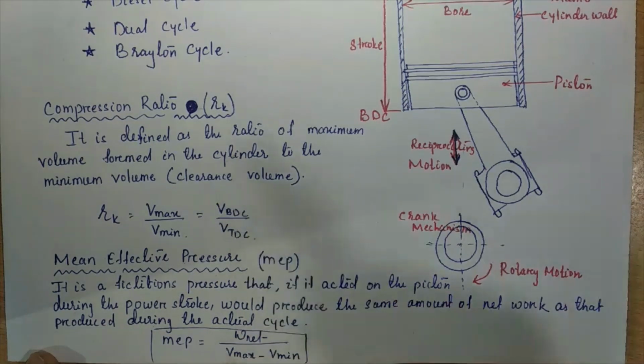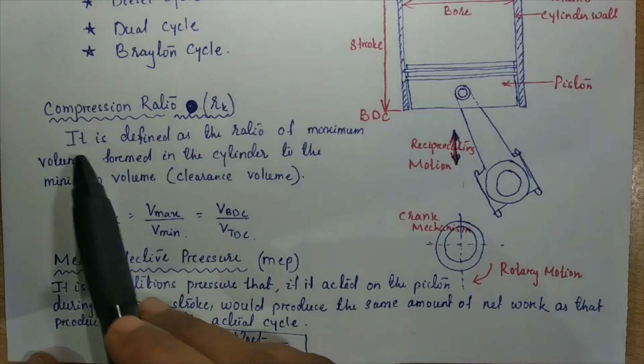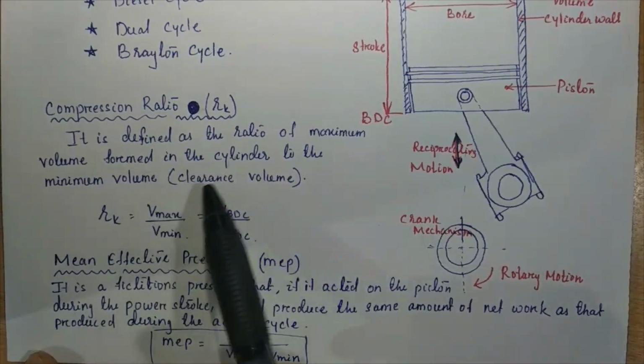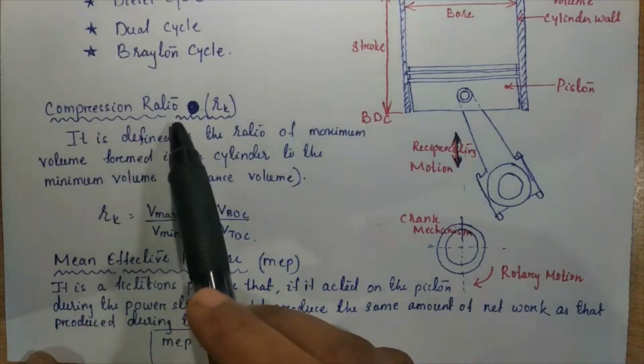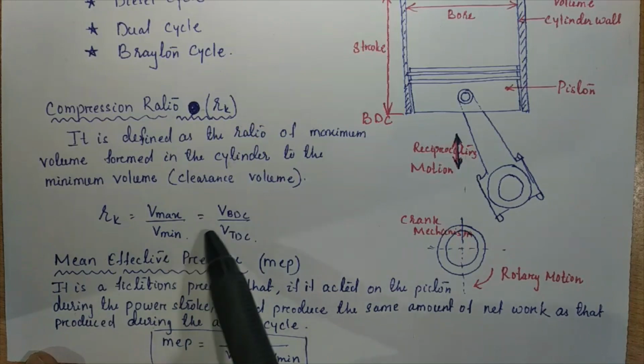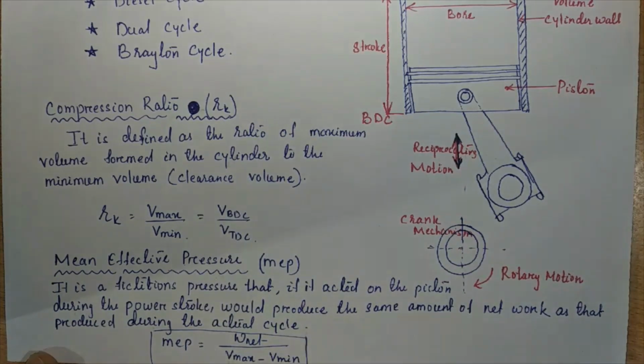The minimum volume is when the piston lies at the TDC, where the volume is very small. That is the minimum volume in the cylinder, or you can say the clearance volume. So it is defined as the ratio of the maximum volume formed in the cylinder to the minimum volume, that is, the clearance volume. This compression ratio is denoted as rk, rk equal to V maximum by V minimum, equal to V BDC by V TDC.